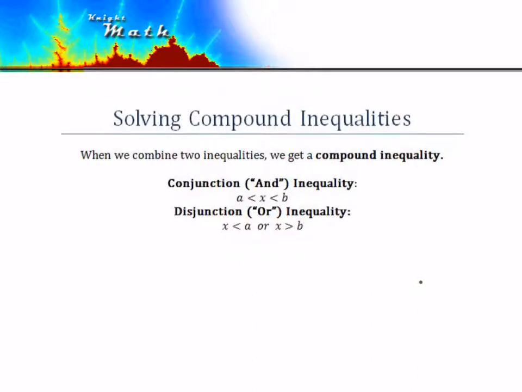In this video, we're going to take a look at solving compound inequalities. A compound inequality comes in two types. We've got an AND inequality, where x is in between two numbers: x is greater than a and less than b, for example. That's an AND, a conjunction. We've also got a disjunction, which is an OR inequality, where we can say x is less than a or x is greater than b. Let's see how these two work.